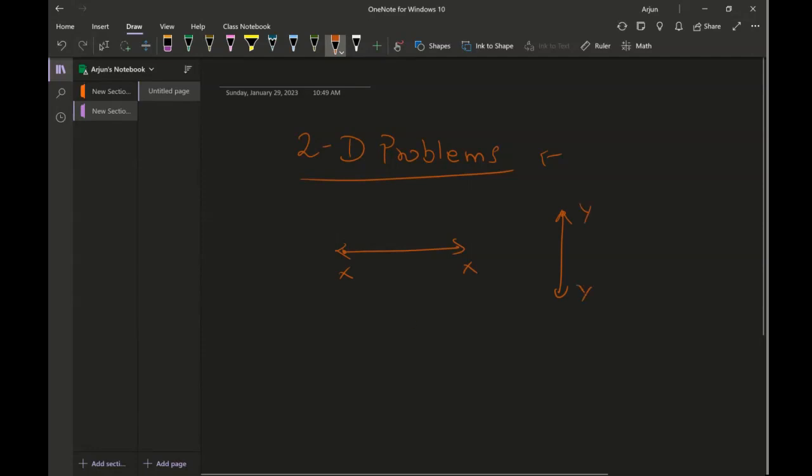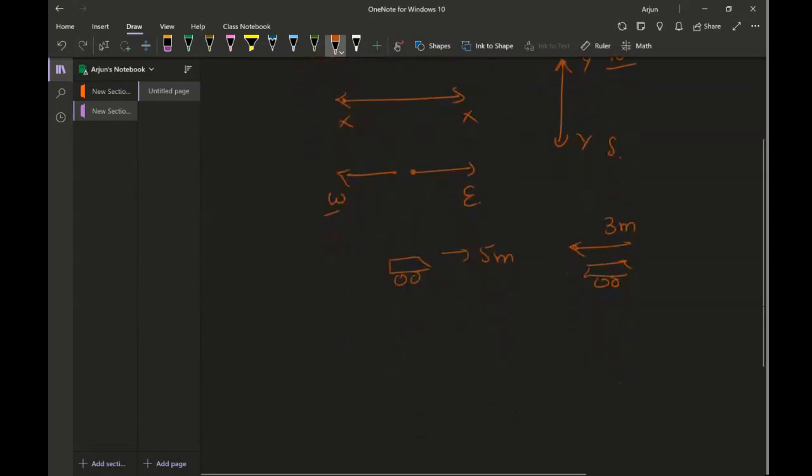For example, if the object is moving along the east direction or along the west direction, meaning it can move along either of these two directions, west and east, then that's a 1D problem. In the same way, if it is the north and south direction, that's a 1D problem.